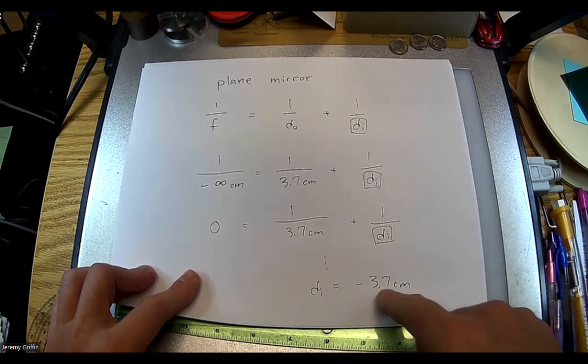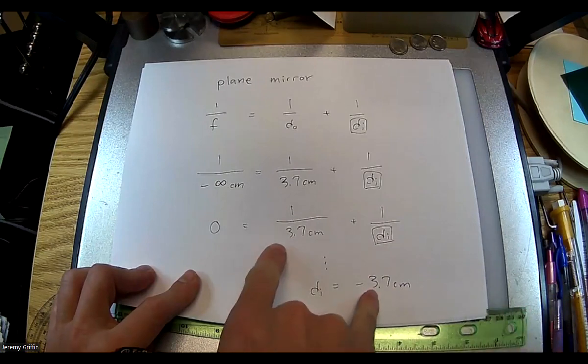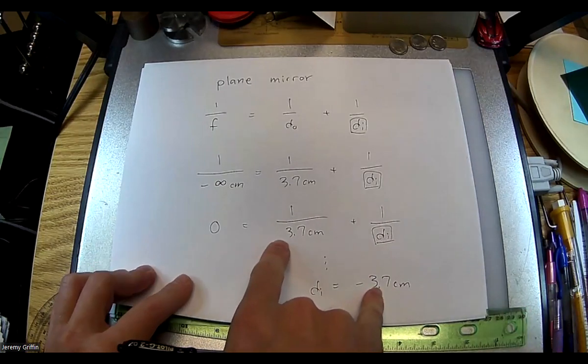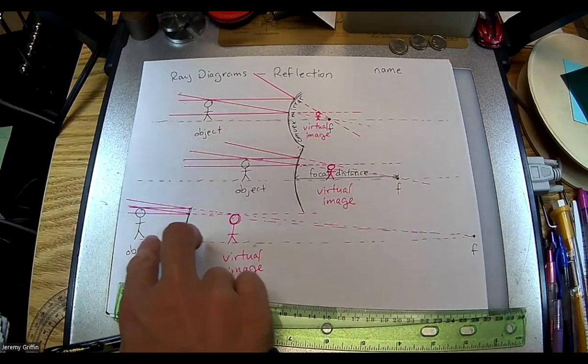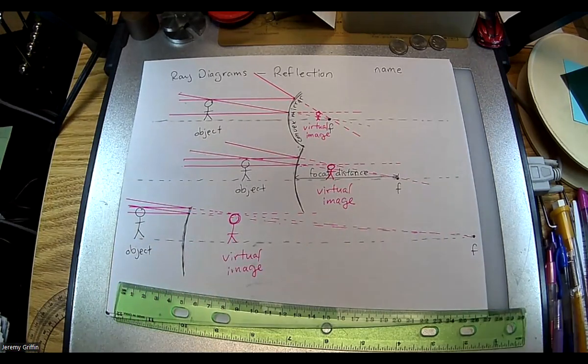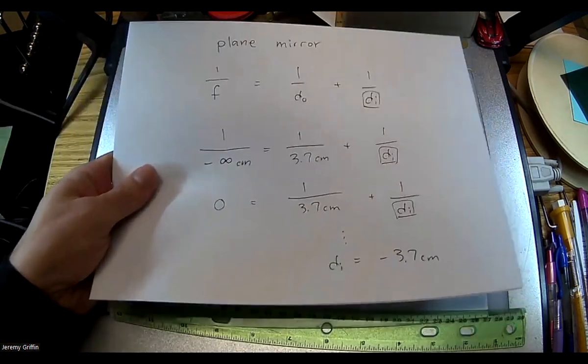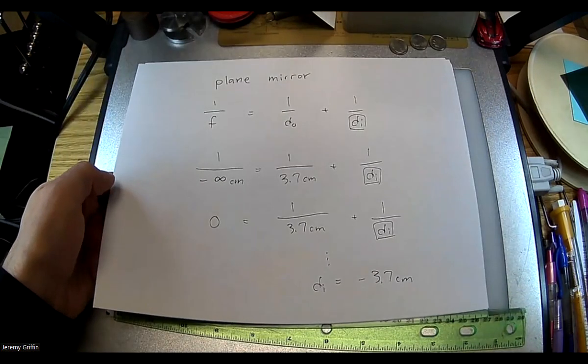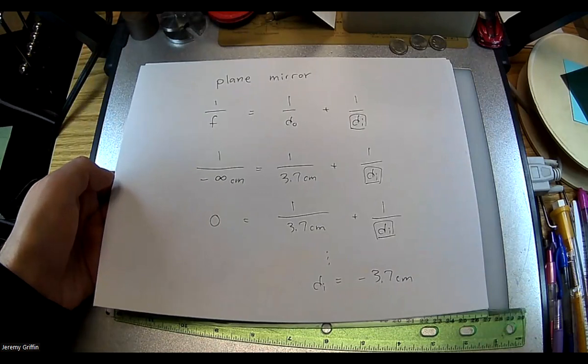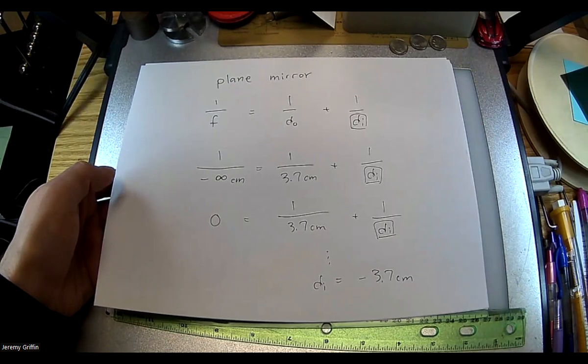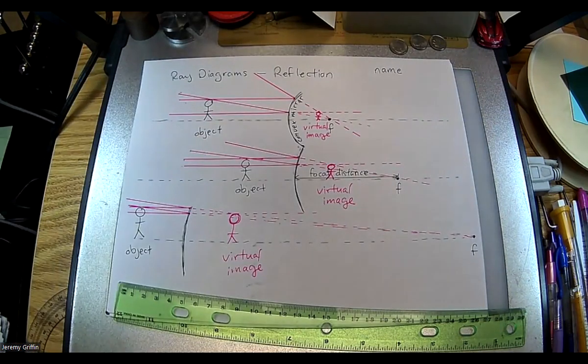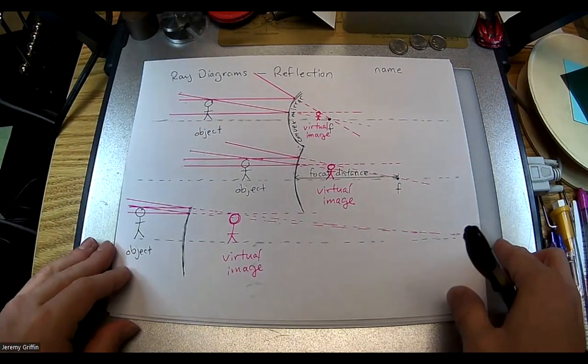The image is on the opposite side. Right. And oh, look, it's the same magnitude. Look at that. So it's equal distance for a plane mirror. Right? The ray diagram looks about the same. You guys get there? All right, you guys good? All right, now let's switch over and do some concave mirrors.